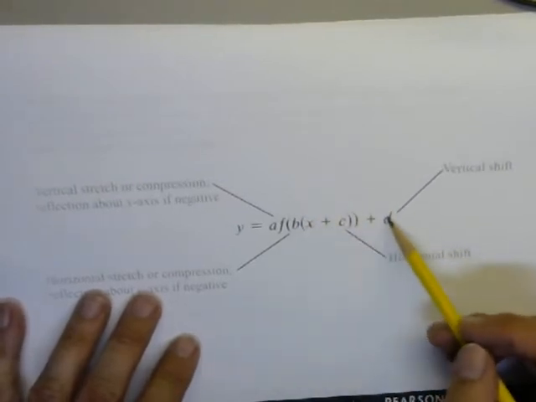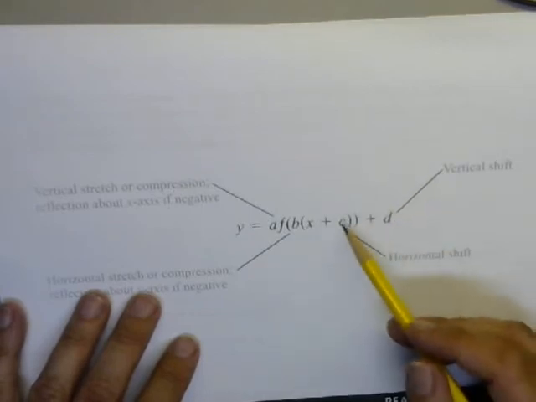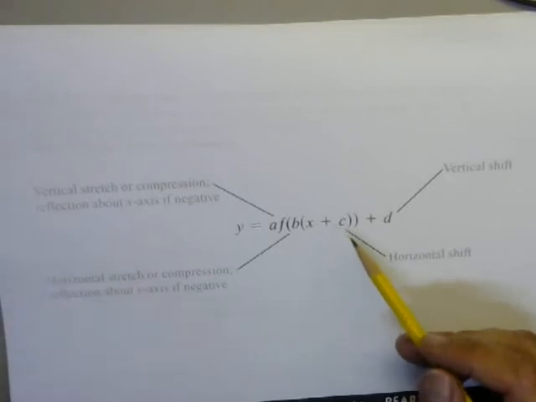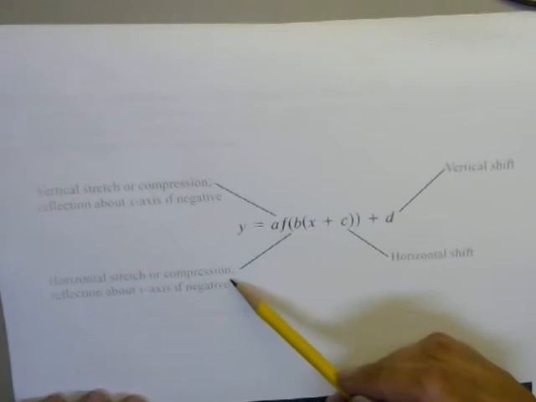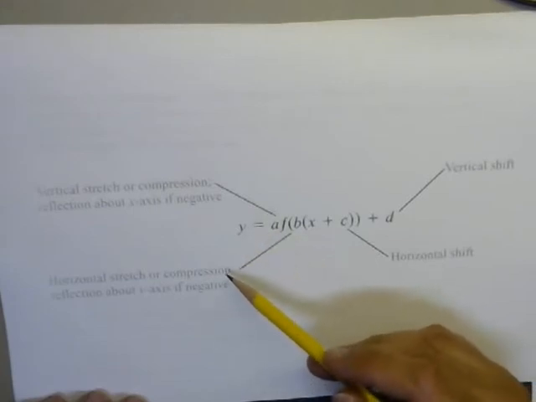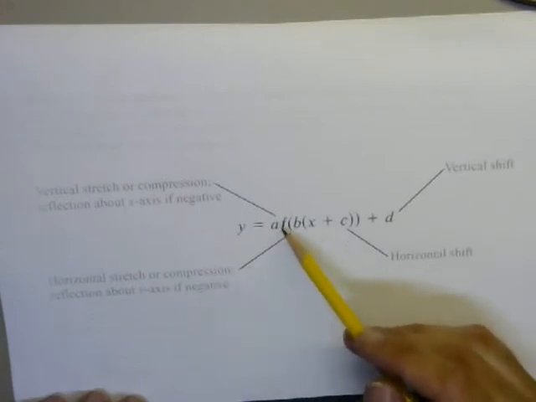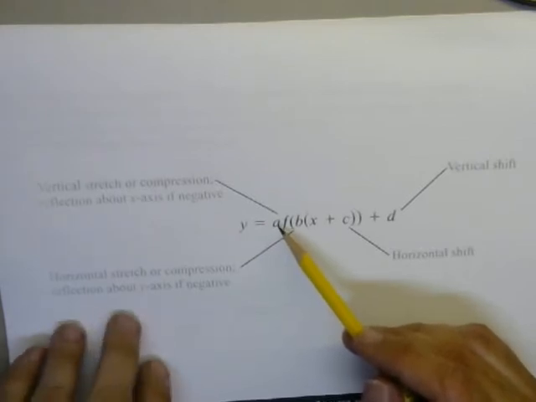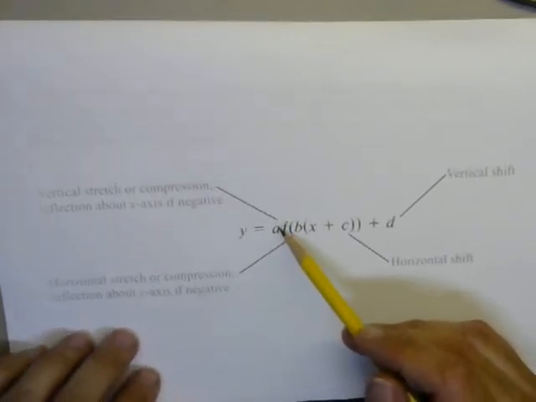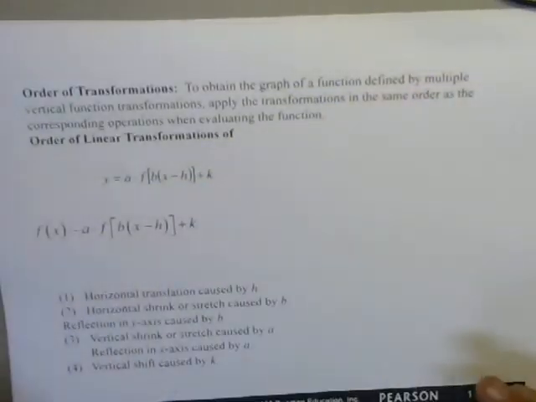So remember that adding or subtracting a number on the outside of the function will shift the graph up or down. Adding or subtracting a number inside the argument of the function will shift it left and right. This will compress the graph horizontally, or will reflect it around the y-axis if b is negative. And then a sort of affects the amplitude, or how high up or down the graph will go, or the vertical stretching or compressing. And remember, if a is negative, that'll flip the graph upside down around the x-axis.